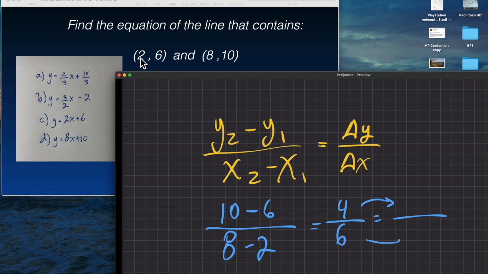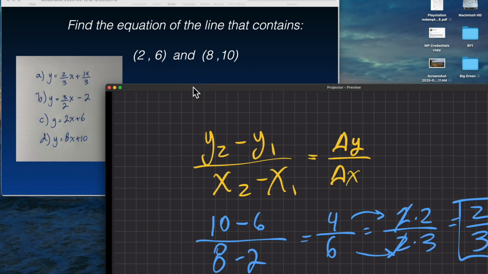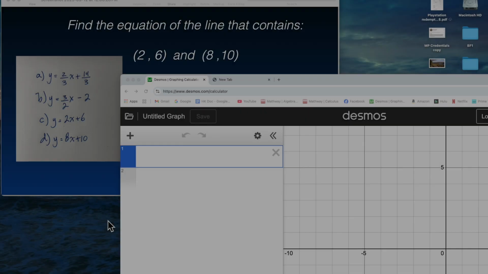If we break down this fraction, we're going to have 2 times 2 in the numerator, 2 times 3 in the denominator. 2 over 2 is 1, therefore our slope is 2 over 3. Sorry, that's a little bit off the page. Therefore, immediately we know that the correct choice is A.